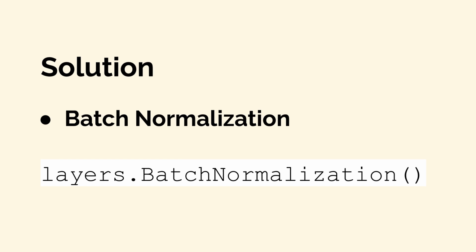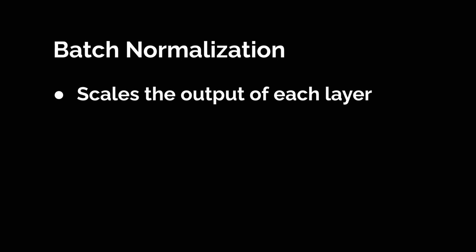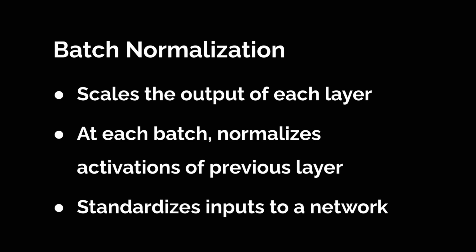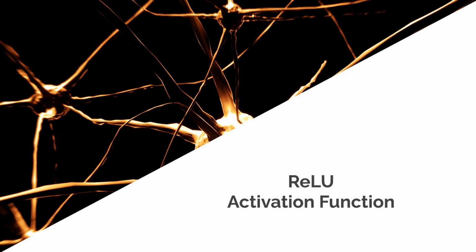So our solution is to use what's known as batch normalization, and this is going to be a layer that you typically will include after every convolution. This layer will scale the output of each layer, similar to how we have done normalization before on images. We're doing normalization again, but this time on a batch. So at every batch, we're going to normalize the activations of the previous layer. And this is going to standardize the inputs of our network, because now all of our values will be on the same scale. And that is that next layer, batch normalization.